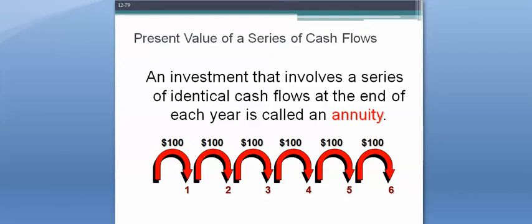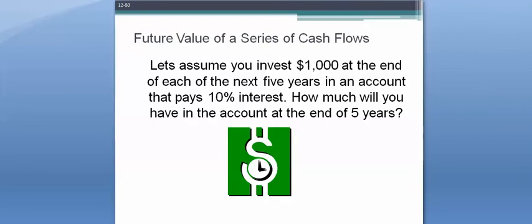Quite often, when we are saving for retirement, we will set aside the same amount every year for a number of years, say $5,000 a year for 30 years. When we retire, if we withdraw an equal amount every year or every month for a set number of years, that would be another example of an annuity.